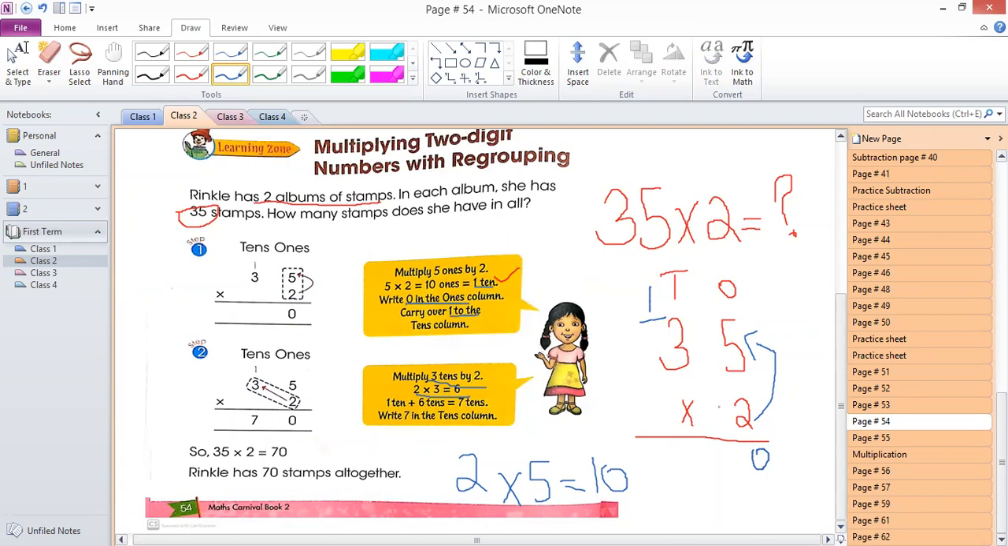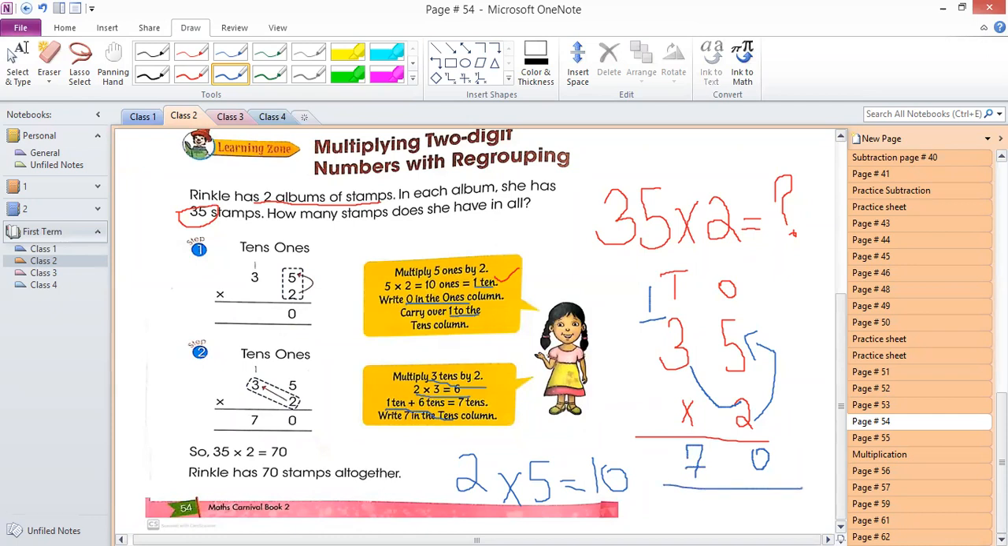Now you will multiply this 2 by 3. 2 by 3 equals to 6. Then you will add 1 to 6, and it will become 7.